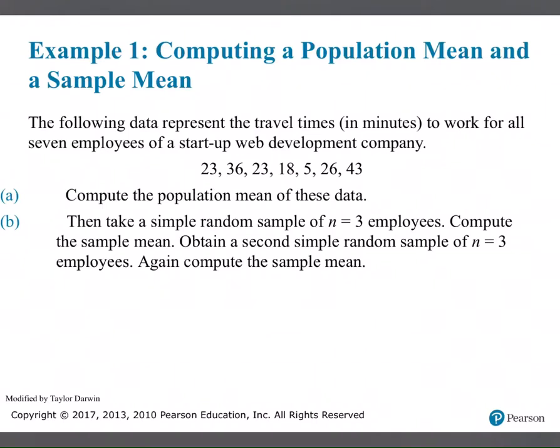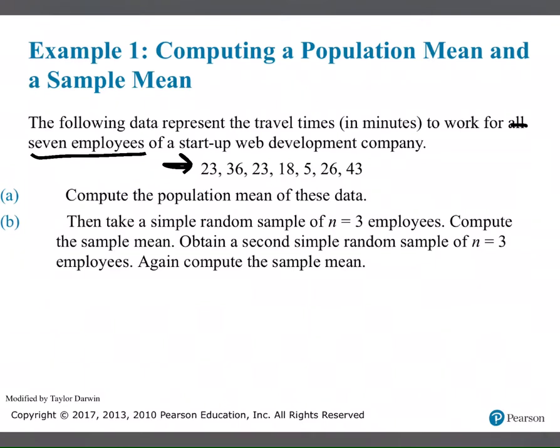This says the following data represent the travel times in minutes to work for all 7 employees of a startup web development company. And there's the data. And it says compute the population mean of the following. So first off, why is this a population mean? Because it's talking about all 7 employees. Anytime the word all is used, then we know it's talking about everybody.